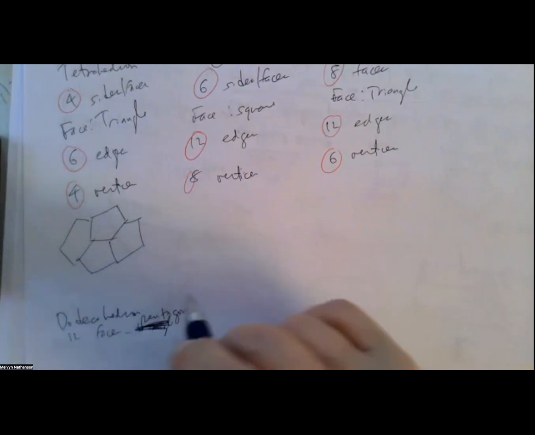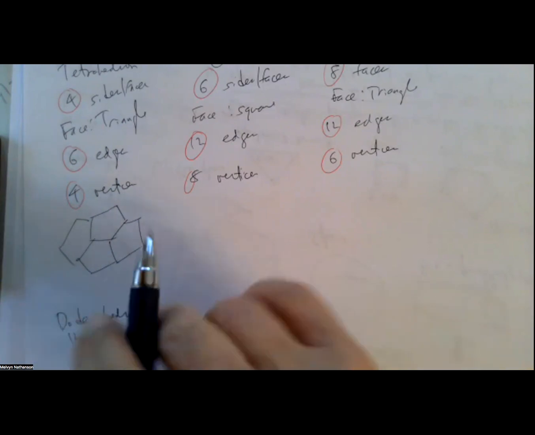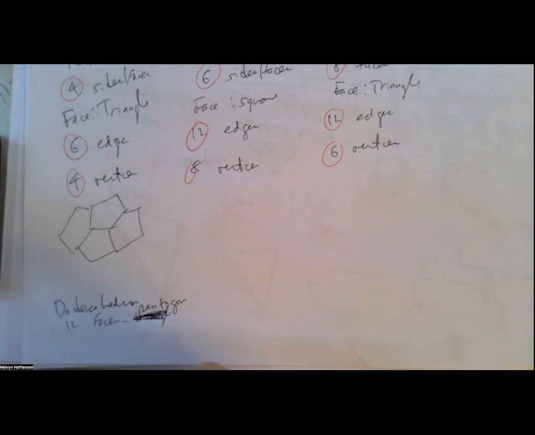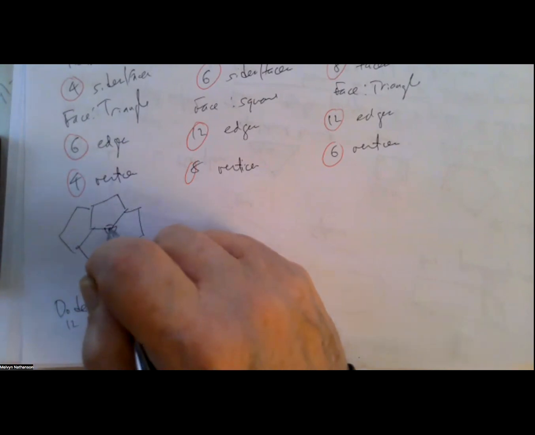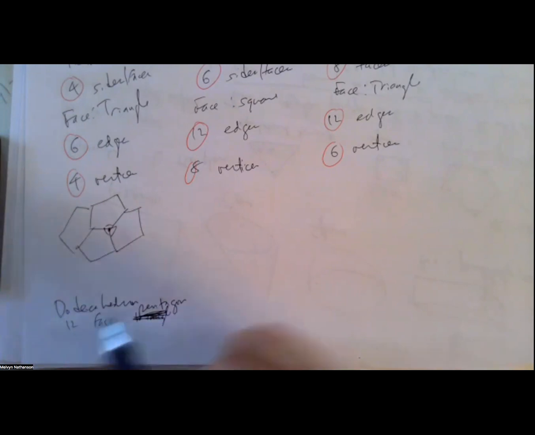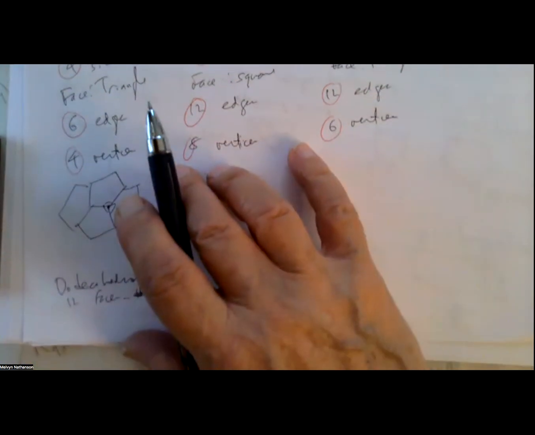And I truly cannot draw it. You have to look at the book to see this dodecahedron. It has 12 pentagonal faces. And at each vertex, you have 3 pentagons. Now, how many different vertices are there? And how many different edges are there?